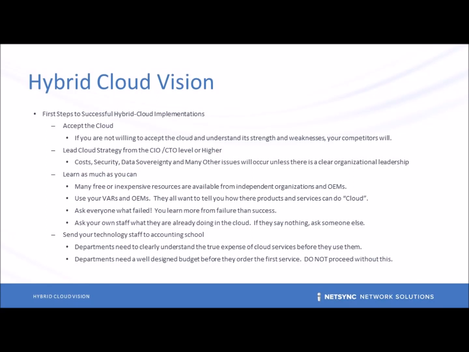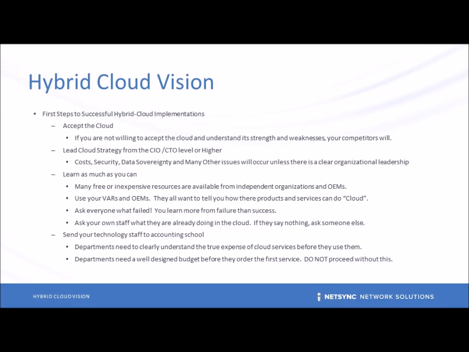Send your technology staff to accounting school. Boy, this is a big one. Departments need to clearly understand the true expense of cloud services before they start to use them. And I would say we need to capitalize and bold the word before. Departments need a well-designed budget before they order your very first service. Don't proceed without this. Anybody who does, be prepared to pay a lot more than you need to for the cloud services that you're about to use.